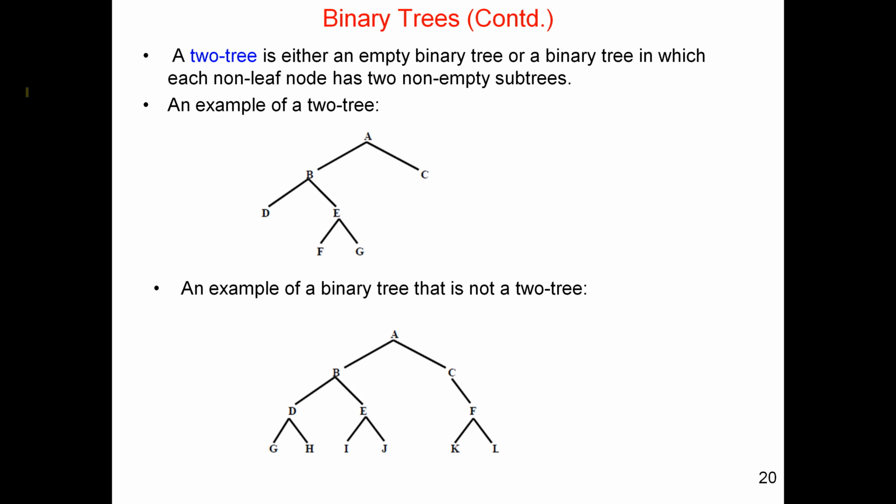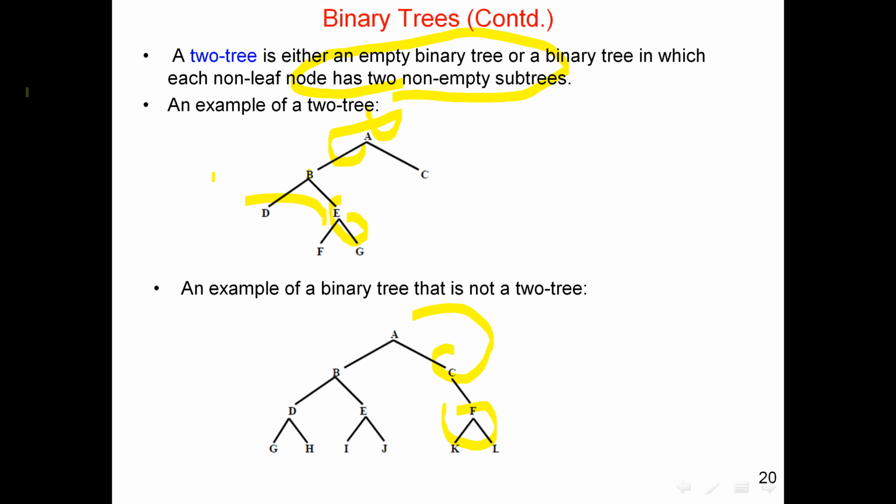So you can understand. And a 2-tree, sometimes we call it, is either an empty binary tree or a binary tree where every non-leaf node has 2 non-empty subtrees. So as an example of a 2-tree, you can see node A has 2 subtrees, node B has 2 subtrees, node E has 2 subtrees. That means every node has 2 subtrees. An example of a binary tree that is not a 2-tree, you can understand why. Because C has only 1 subtree, F has 2 subtrees. So it is not a 2-tree, but it is a binary tree.